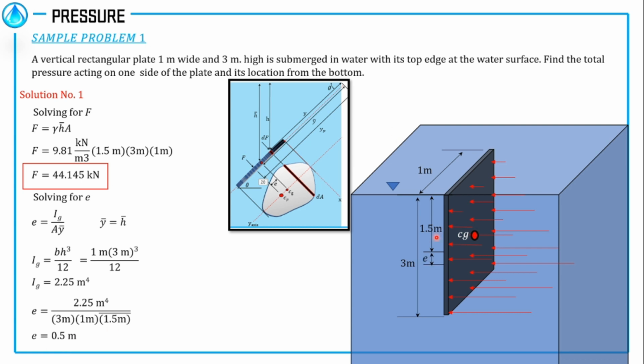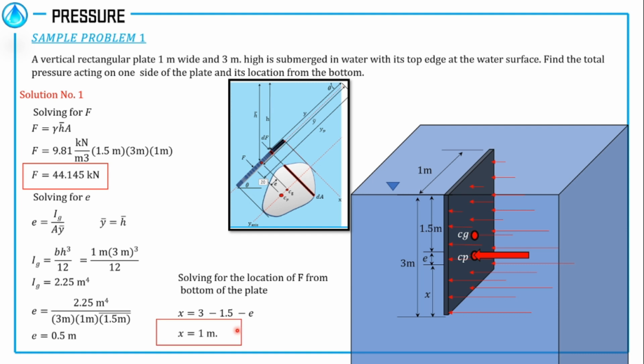Take note that this E is the distance between the CG and the center of pressure where the total hydrostatic force is located. What we are going to solve is the location of this force from the bottom. If we try to measure that, let's say that is x. Solving for that value, x is equal to 3 minus 1.5 minus E. Therefore, x now is equal to 1 meter.